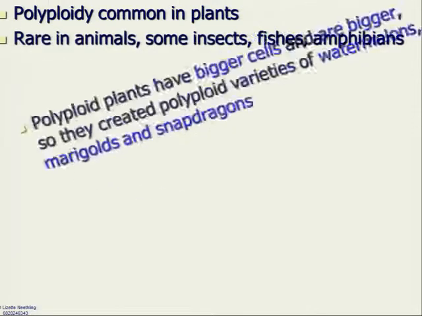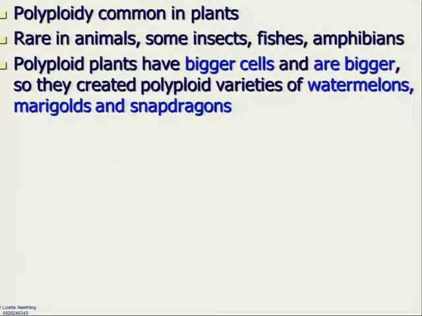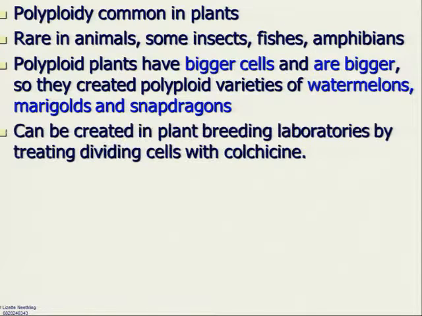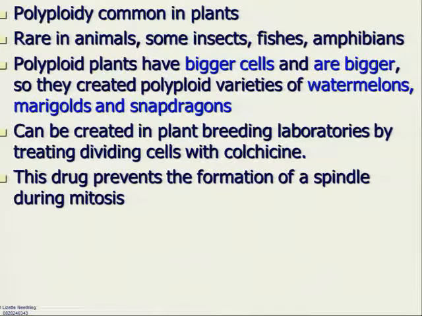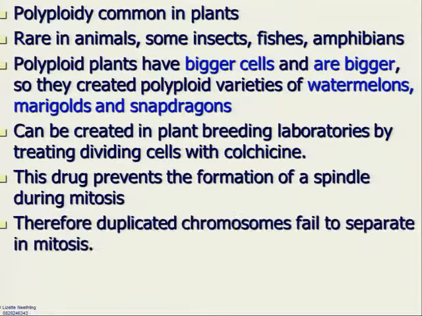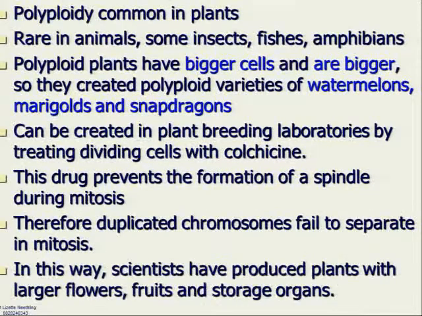And we use this in agriculture, and we make some of the plant species like this because they give us bigger cells, bigger fruit, they look nicer. So in agriculture they create these species. In a lab they use colchicine, and this drug prevents the formation of the spindle, so the chromosomes don't separate, and you produce plants with bigger flowers, fruits, and storage organs.